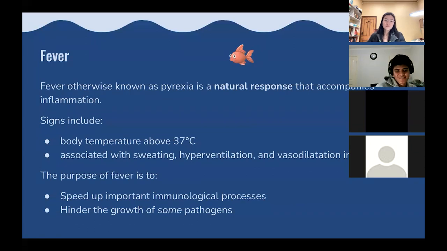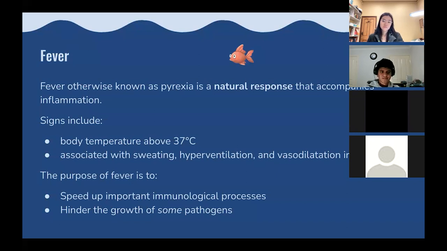So fever, otherwise known as pyrexia. If you see that, it's synonymous. It comes with inflammation. So usually if people have an inflammatory response, you might notice that their temperature rises. It doesn't really matter where the inflammation occurs. It increases your body temperature in total, okay? So the main sign of fever is obviously high temperature. Your standard temperature is around 36 point something to low 37s. So above 37, usually we start to think maybe it's beginning to be a fever, okay?